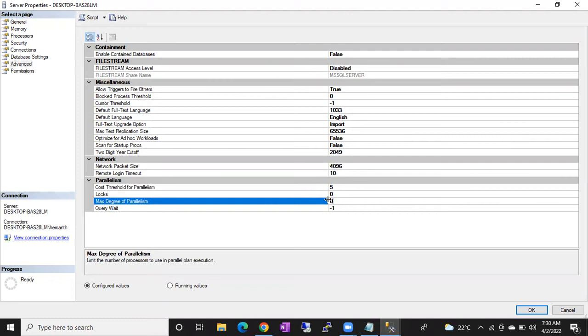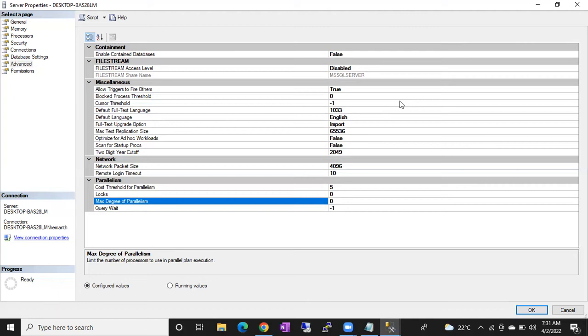So what does max degree of parallelism mean? If parallelism is needed, how many CPUs are going to be utilized? Parallelism means executing the sessions parallelly. That is called parallelism. So if parallelism is needed, where will the sessions usually be executed, guys? On the CPU. On the CPU, these sessions will be executed.